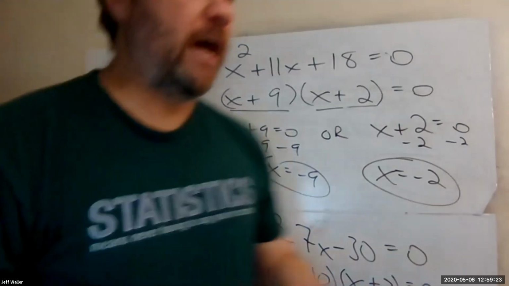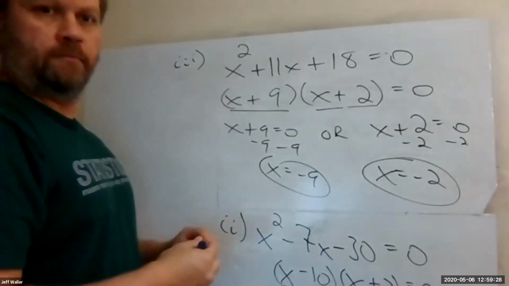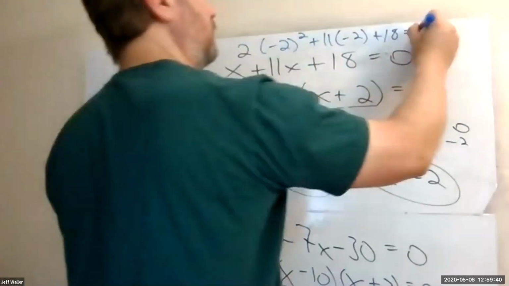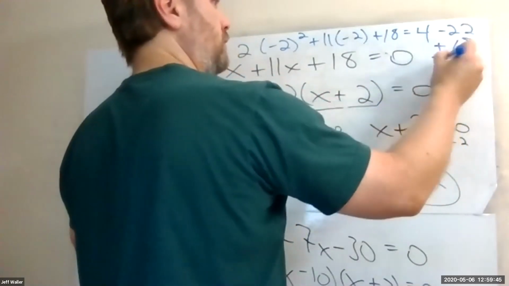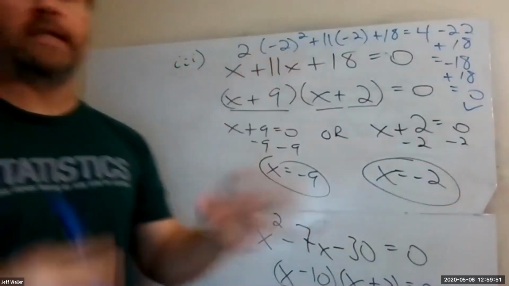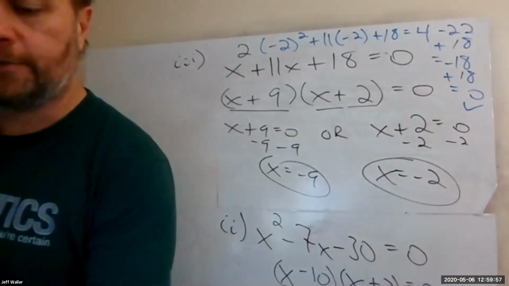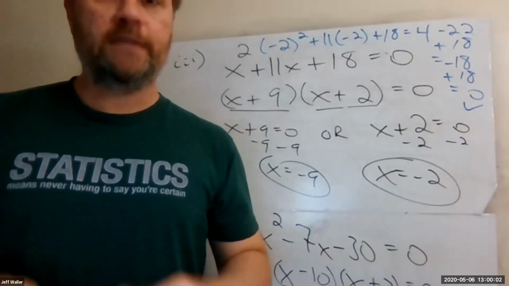So watch. What should happen then when I put a negative 2 back in here? What should happen if I put a negative 2 into this equation? Make the equation equal 0. Yeah, negative 2 squared is 4, minus 22 plus 18. 4 minus 22 is negative 18, plus 18 is 0. Check. And of course, the same thing would happen if you plug a negative 9 in. You can still check your answer just like always, because the answer to an equation always means it makes the original equation work. It makes the original true.